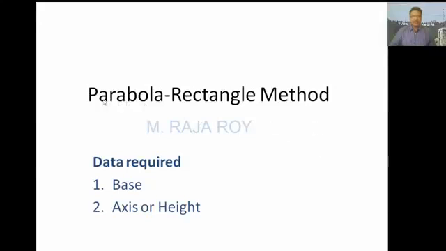In this tutorial, I'll explain how to draw the parabola using the rectangle method. Data required for this is base and axis or height. So assume base is 100 mm, height is 60 mm. Now taking this base 100, draw a horizontal line, call this as AB.